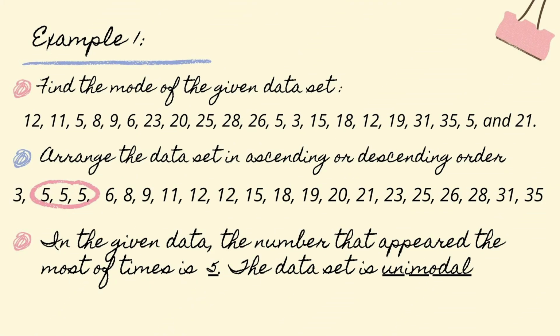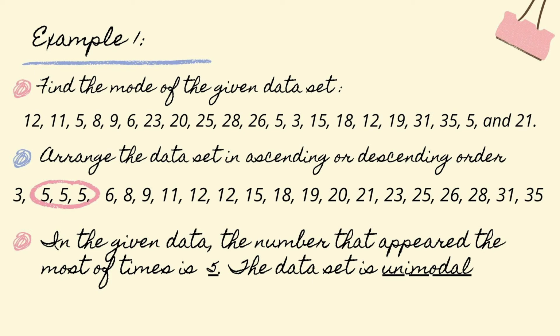For the first example, we need to find the mode of the given data set. As you can see, we have a lot of numbers right now on the screen. The first thing we need to do is to arrange the data set in ascending or descending order, just like the median. In this case, I did ascending, so I started from 3 up to 35. In the given data, the number that appeared the most times is number 5, and this is also known as unimodal.